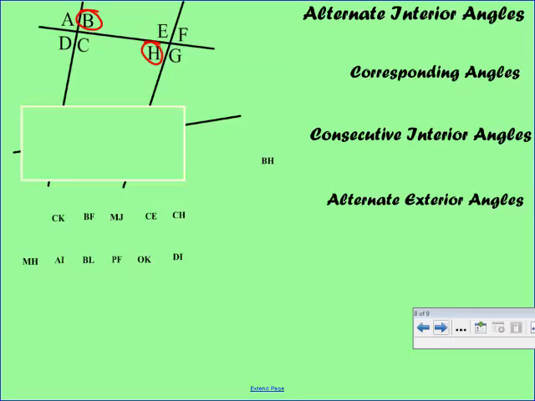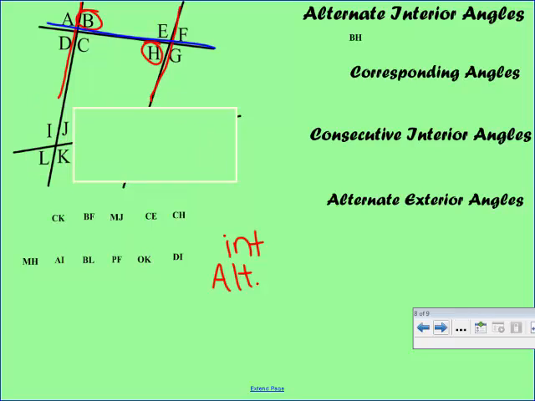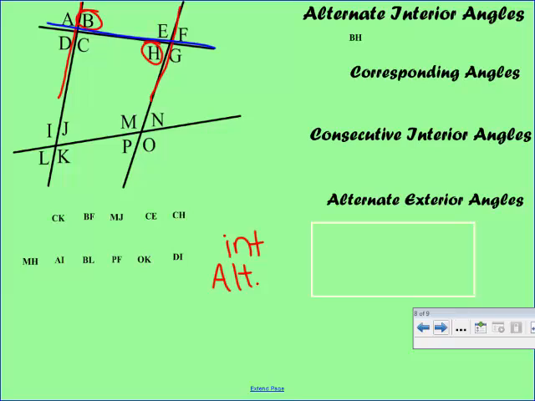Okay, always ask yourself the question. Let's look at the 2 lines here. Are they interior or exterior of these 2 lines? They are interior. Okay, let's take a look at that transversal. This transversal here, are they on the same side or alternating? Well, these are alternating. So the letters BH are alternate interior angles. Okay, so you can label that up there. So what I would like you guys to do right now is pause it and see if you can match all the rest of the angle pairs with the given name.